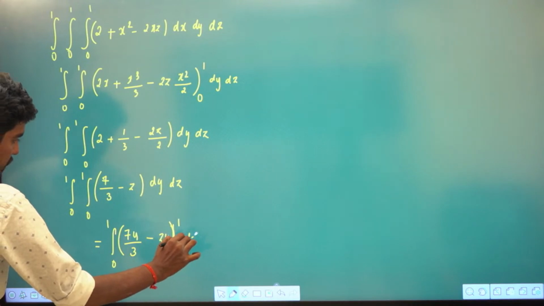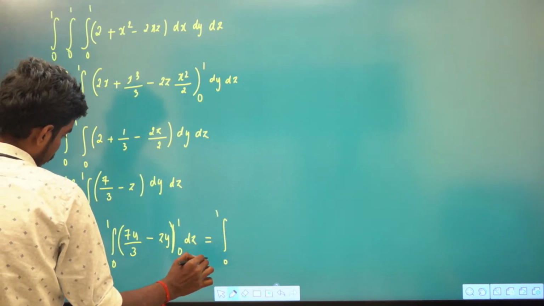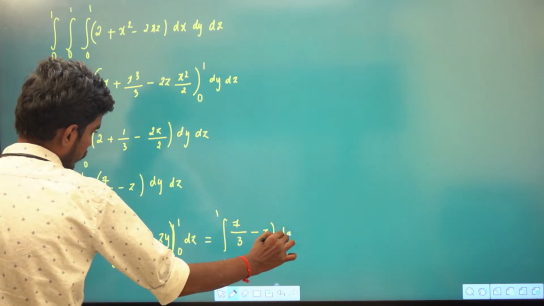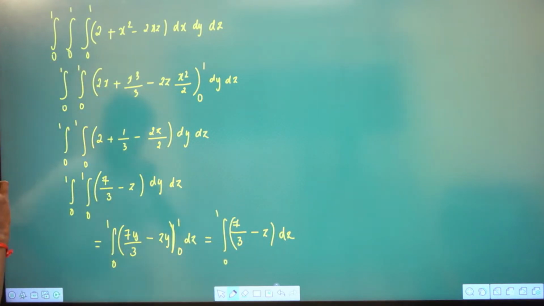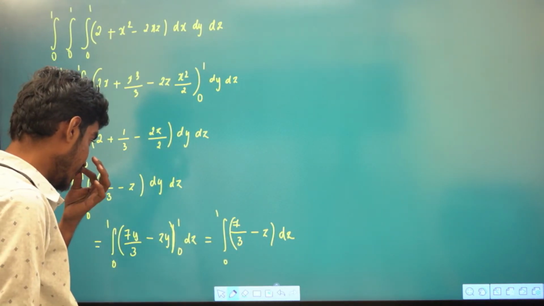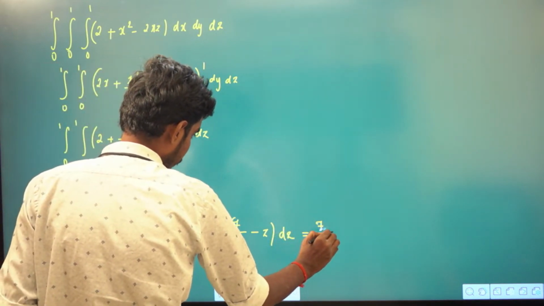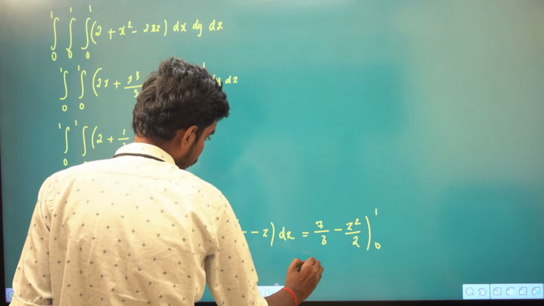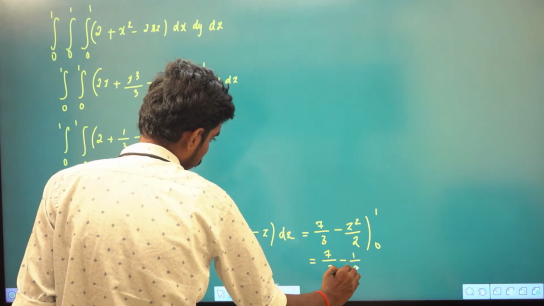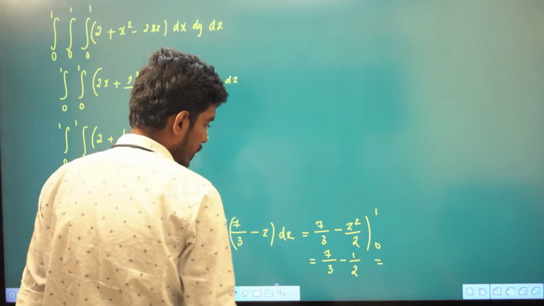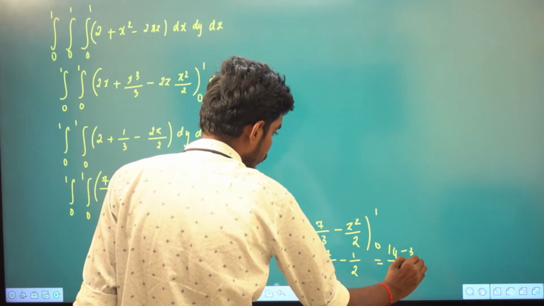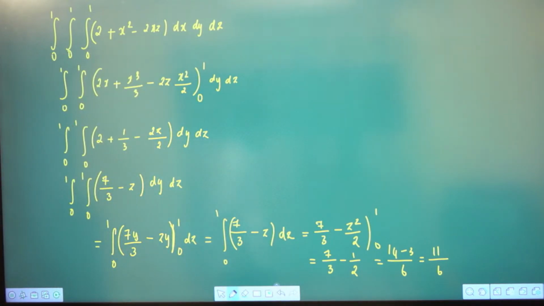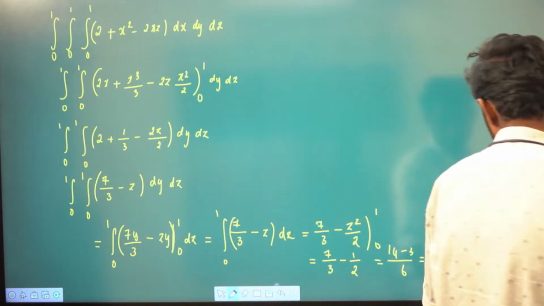So integration of 0 to 1, this will be 7 by 3 minus z dz, right? So when you put y to be 1, 7 by 3 minus z dz. So again integrate with respect to z. So 7 by 3 z minus z square by 2, 0 to 1 will be 7 by 3 minus 1 by 2. So if we take LCM, 14 minus 3 by 6. So 11 by 6 cubic units. So 11 by 6 is your triple integral, right?